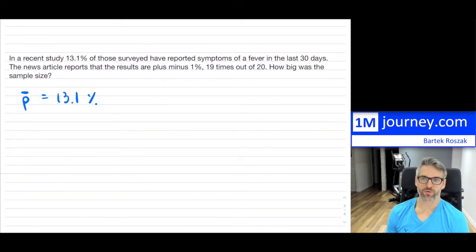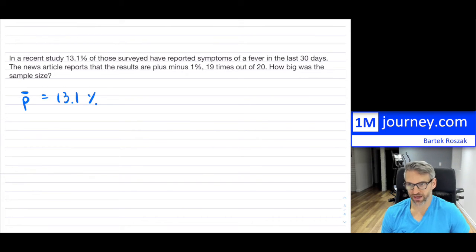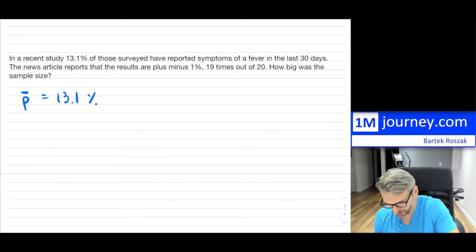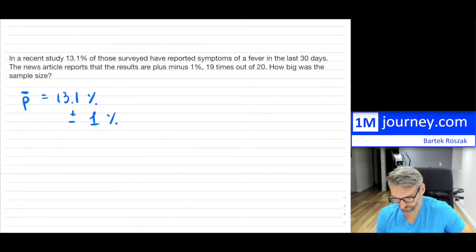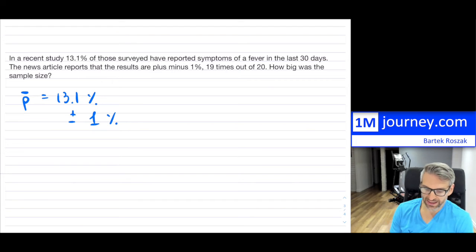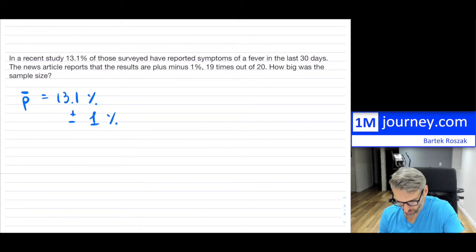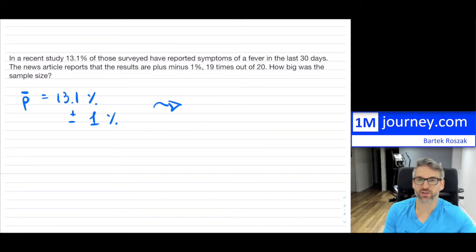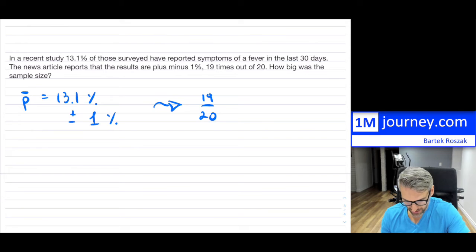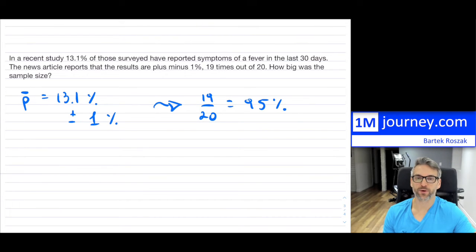The news article reports that the results are plus or minus 1%. So what we want is for this to be plus or minus 1% off. And it says 19 times out of 20. Now, what is this 19 times out of 20? By viewing videos on confidence levels, you know that 19 out of 20 is nothing else but simply a confidence level of 95%.